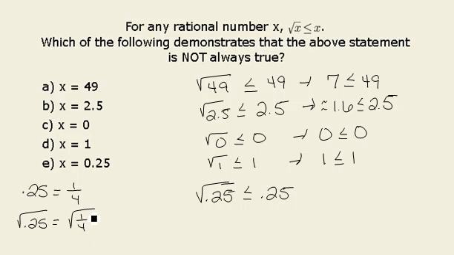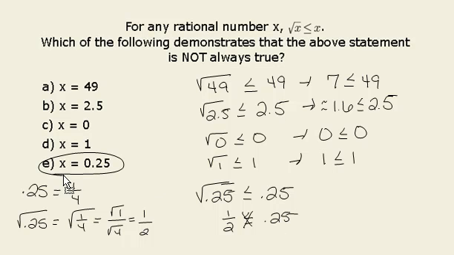Another way to look at this problem is to use our properties of square roots. The square root of 1/4 is the square root of 1 over the square root of 4. The square root of 1 is again 1, and the square root of 4 is 2. Therefore, this verifies that the square root of 1/4 is a half, and we will see that a half is not less than or equal to 25 hundredths, or 1/4. Therefore, x is equal to 25 hundredths is a counterexample to the above statement.